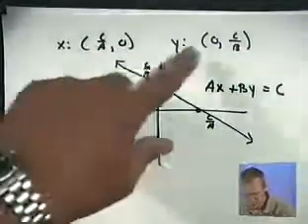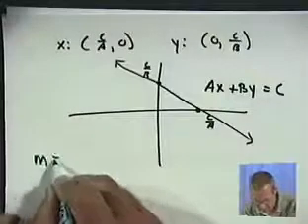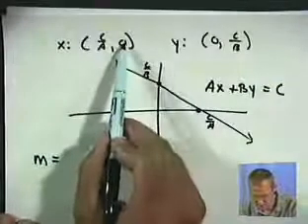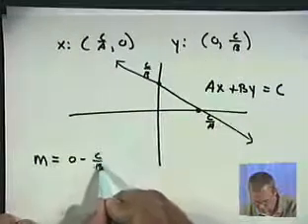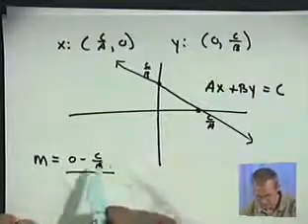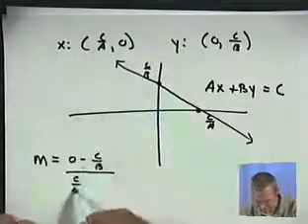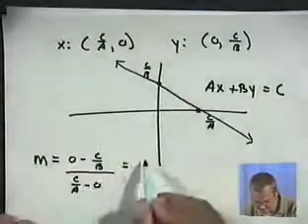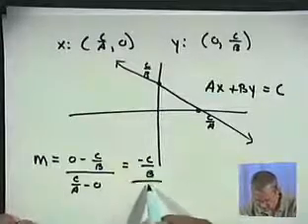Well, if we have 2 points, we can certainly compute the slope. Remember, the slope is the change in the y values, so I'll take 0 minus c over b. Again, you may want to review the definition of slope. So the slope is the change in y values divided by the change in x values. So c over a minus 0. And now we'll just try to simplify it. So I have negative c over b divided by c over a.